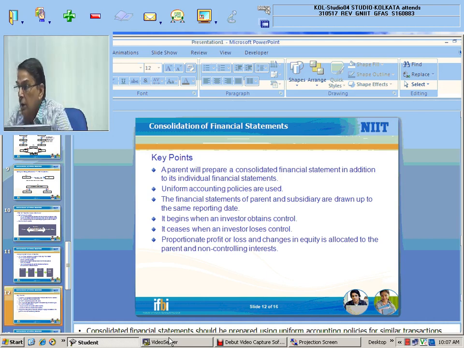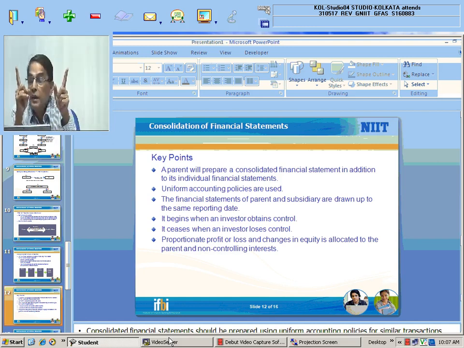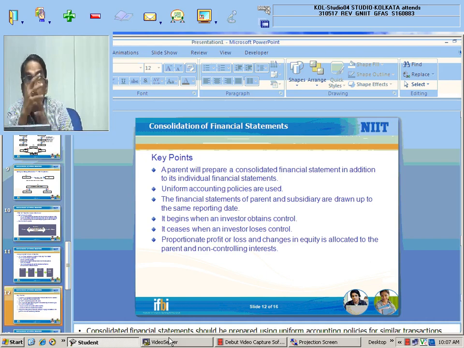No questions? Okay. In addition to preparing its own financial statements, A, the parent company, will also consolidate the financial statements of B, C and D, the subsidiaries, and its own financial statements into one single financial statement that will present the financial performance of the group as a whole as a single economic entity. That is called a consolidated financial statement. So the task of preparing the consolidated financial statements will lie with the holding company or the parent company. So a parent will prepare a consolidated financial statement in addition to its individual financial statements.